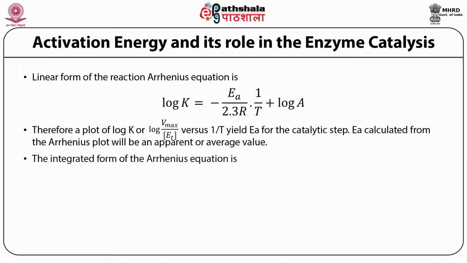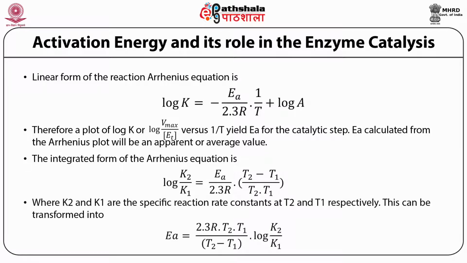There is another form of the Arrhenius equation, and that is the integrated form, and the equation becomes log K2 upon K1 is equal to EA upon 2.3 R in the bracket (T2 minus T1) divided by (T2 into T1), where K2 and K1 are specific reaction rate constants, and T2 and T1 respectively are the temperatures at which these rate constants are calculated.